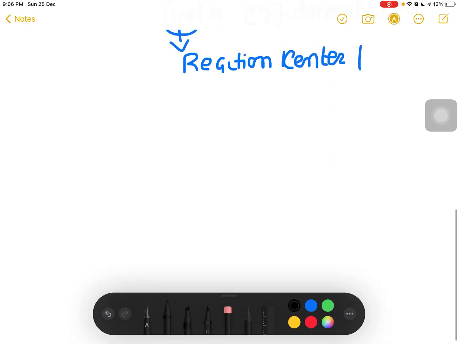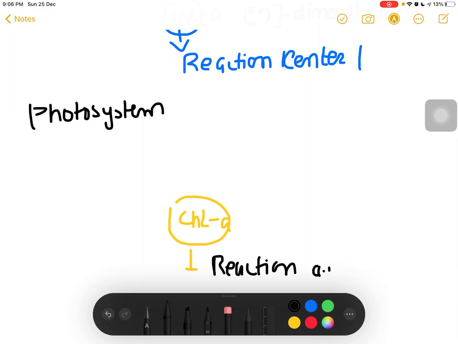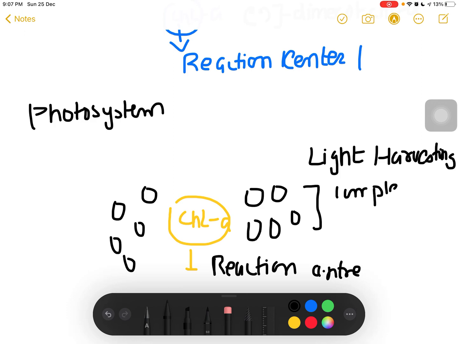So let me make the reaction center of a photosystem. For example, consider I am making a photosystem. Here we have this chlorophyll A. This is the reaction center. Then we have other pigments too. They are known as the light harvesting complex, or also known as the antenna complex.